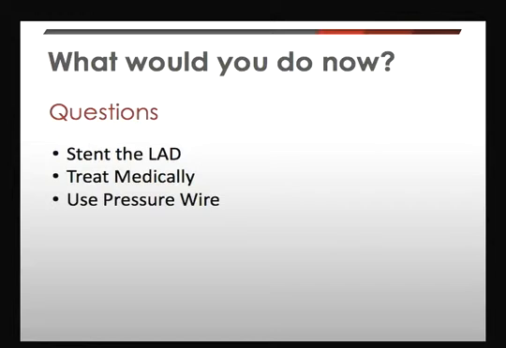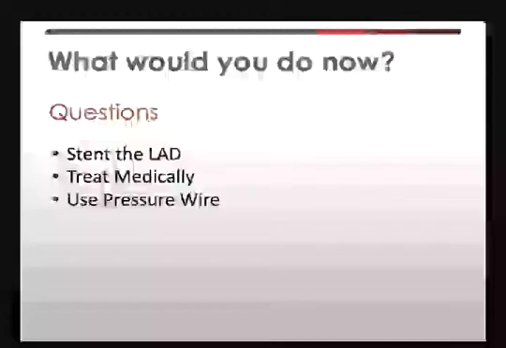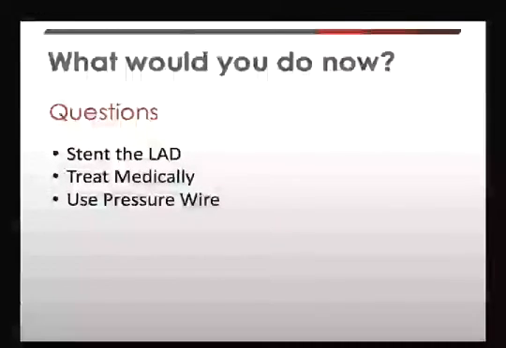So at this point, I think it's a very reasonable question to say, what would you do at this juncture? One reasonable option would just be to empirically stent the LAD, given her dramatic presentation. Another reasonable option would be to say, I don't think that this lesion was tight enough to lead to a cardiac arrest, and to proceed with treating the patient medically for underlying non-obstructive coronary disease. And a final idea would be to treat the patient only if functional significance was documented using a pressure wire. And I decided to go with the last option.